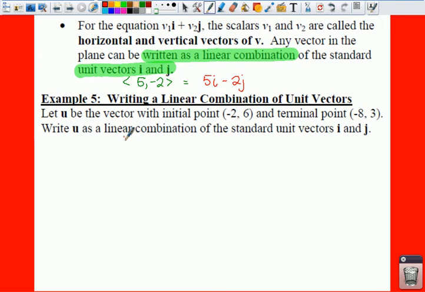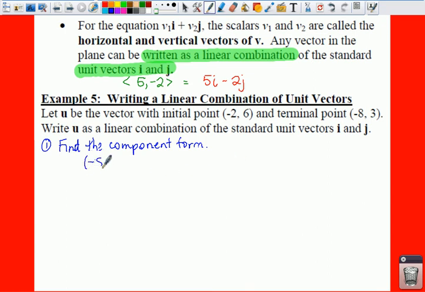So for example 5, we're going to let u be the vector with initial point (-2, 6) and terminal point (-8, 3). First we have to write u as a linear combination. So the first thing we have to do is find the component form for our vector. That means we're going to take our terminal point and subtract our initial point.